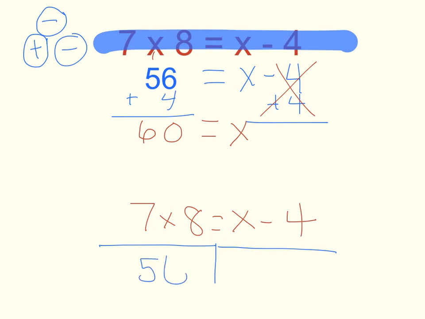I know that's 56. Now I think that for x, I should put 60. So if I think 60 goes there, 60 minus 4 is 56. So yes, that is right, both sides are now carrying the same value. I did balance my equation.